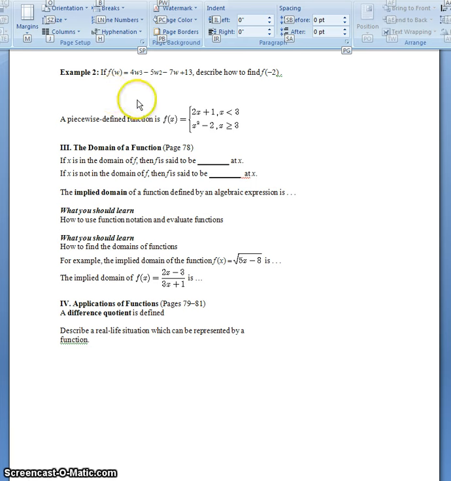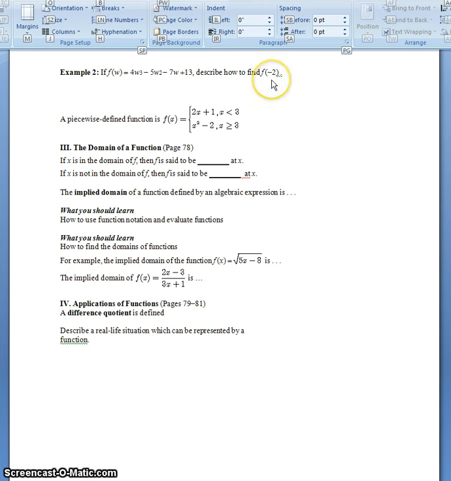When we work with functions, we also work with function notation. Here's an example. F of w is equal to 4w cubed, that's supposed to look like a cube, minus 5w squared minus 7w plus 13. And we typically try to evaluate this function at particular values.